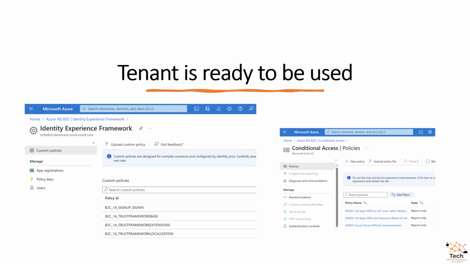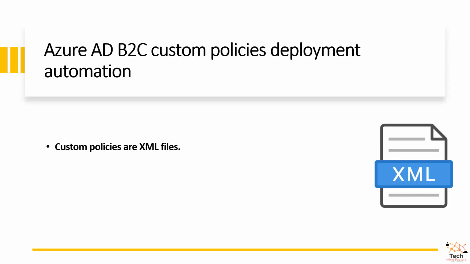Important information is, and this you will find in my other video about conditional access policies for Azure AD B2C, that during this deployment, the security defaults feature will be disabled for the Azure AD B2C tenant because we want to use conditional access policies. That's very important. The security defaults feature has to be disabled. Okay, perfect. So the last step, Azure AD B2C custom policies deployment automation.